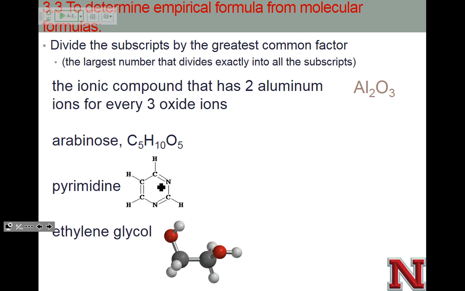However, if we look at this next example, C5H10O5, there is a number I can divide all 3 of those subscripts by, and I will get a whole number. And that number is, of course, 5. I can divide all of those numbers by 5, and I'll get CH2O. So that would be my empirical formula.